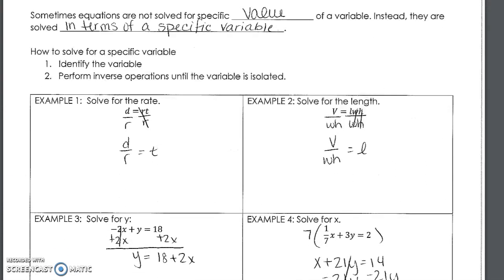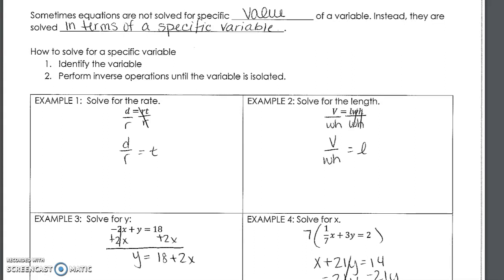Sometimes equations are not solved for a specific value of a variable. Instead, they are solved in terms of a specific variable. So, how to solve for a specific variable? Identify the variable, perform inverse operations until the variable is isolated. This is identical to what we were doing. It doesn't change anything. So, D is equal to RT is your original equation.